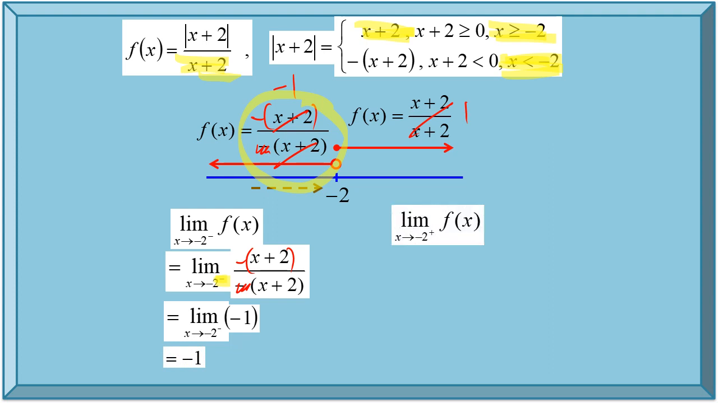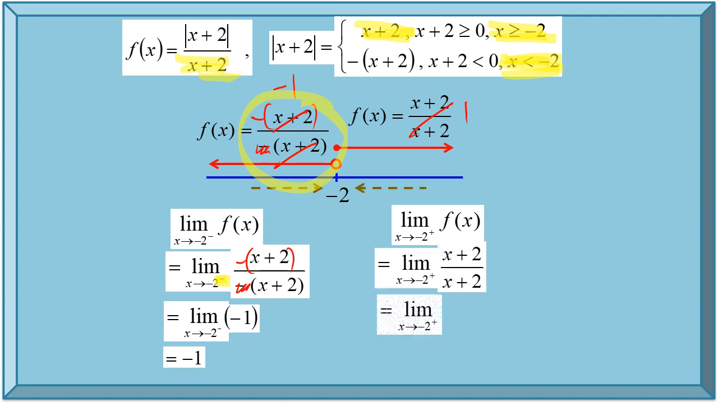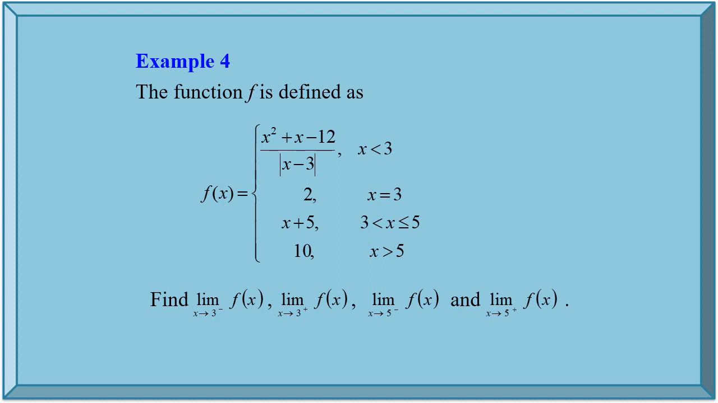But from the right side, for the limit of f(x) as x approaches negative 2, we actually find the limit of the function x plus 2 over x plus 2, which is equal to 1. The limit of a constant 1 will be 1. So the answer here is equal to 1.